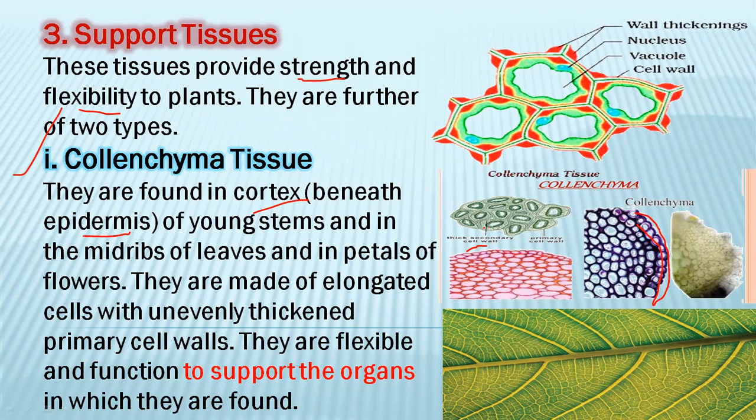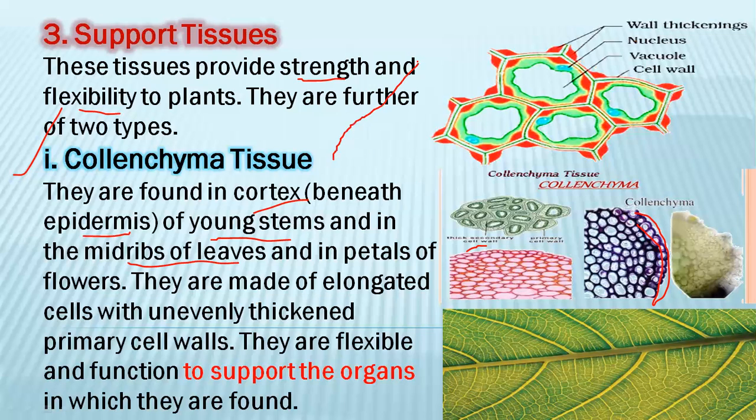So you can see that here the thick secondary cell wall is also present. Primary is present but secondary wall is present. So thick secondary wall is present, it means it is having some sort of lignin also. Here you can see the wall thickening is at the edges, to make them more permanent and give support to the plant tissues. So they are present in the young stems and in the midribs of the leaves. This is the midrib of the leaf.